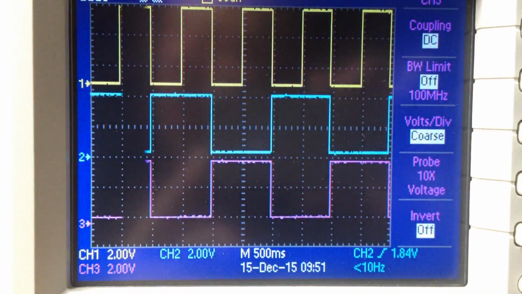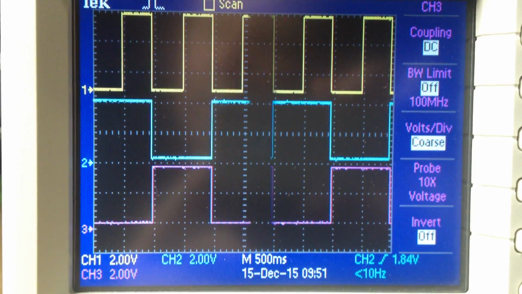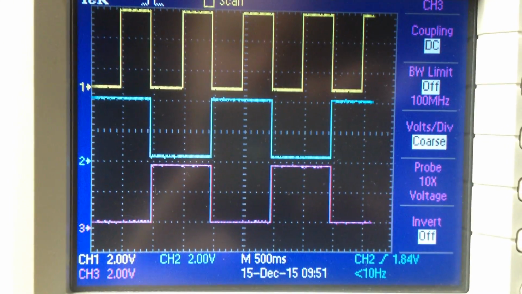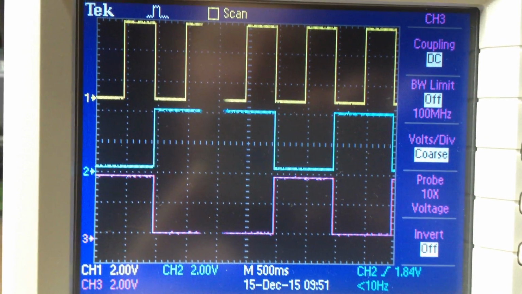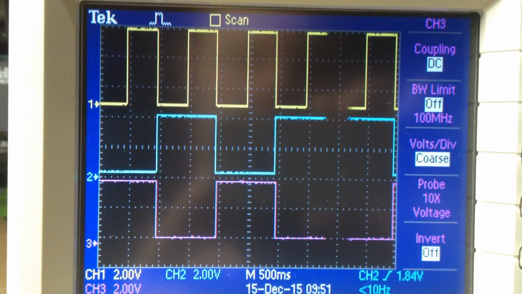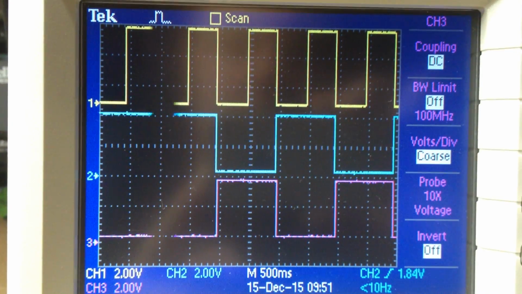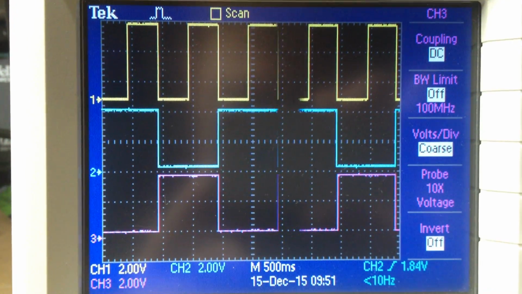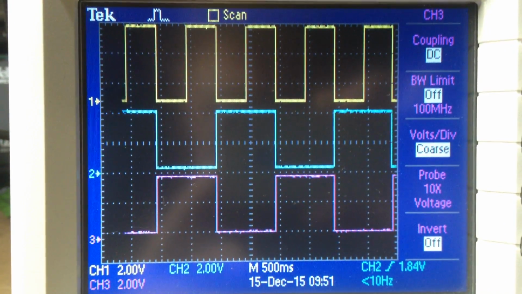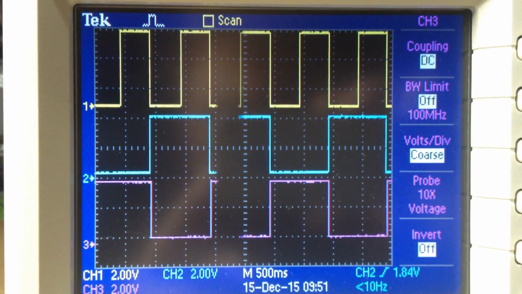Item of note for the 112 IC is that this JK flip-flop responds to a falling edge, not a leading edge. So we see that the changes in this flip-flop happen during the falling edge of the clock, which is what we are expecting.